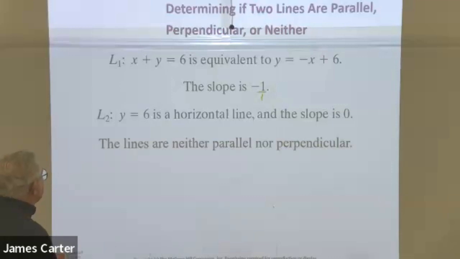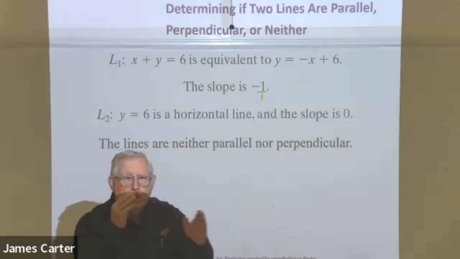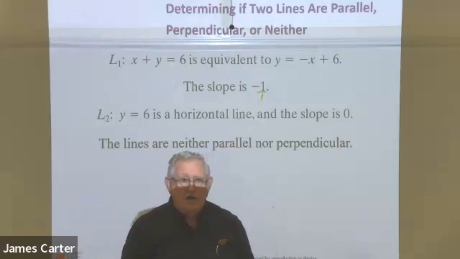These lines, you notice on these two, they are neither parallel nor are they perpendicular. This one has a slope of 0. That one has a slope of -1. That means that those lines just intersect somewhere in space.